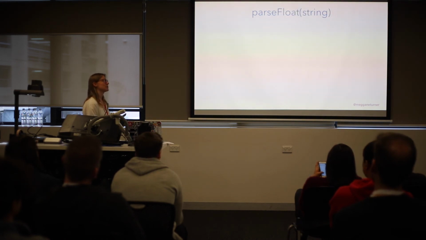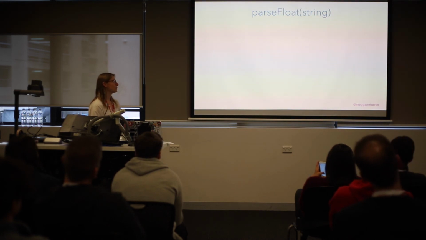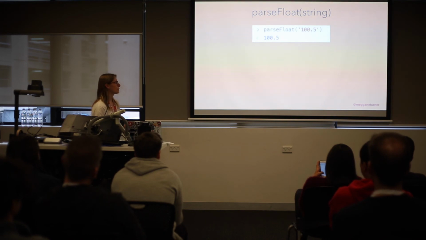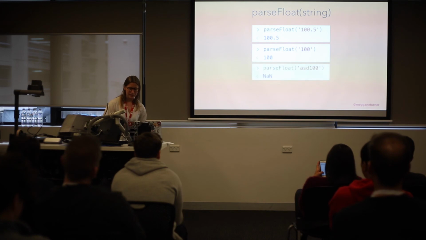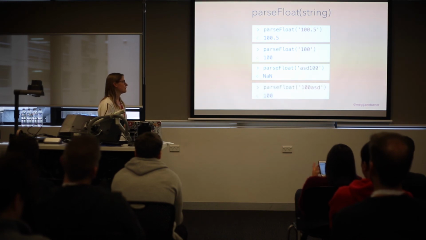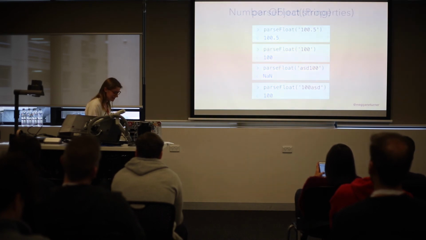If we want to use decimal places, we can use parseFloat, which will return decimal places. Lovely. Again, if you have non-numeric characters at the beginning, it will return NaN, but if your numeric character is at the beginning, it will return a number.